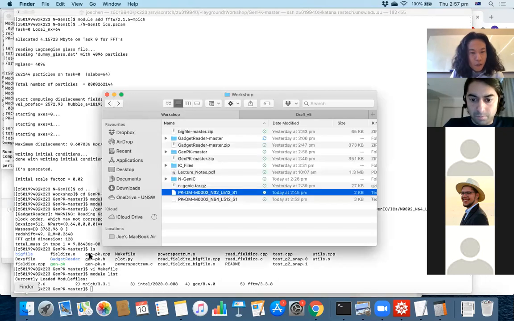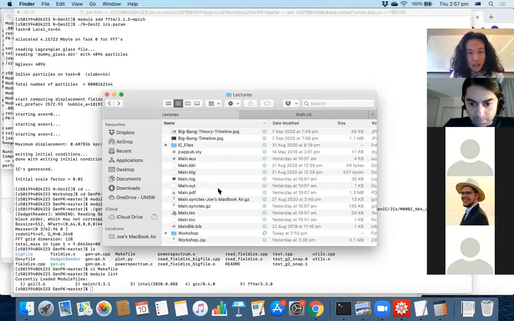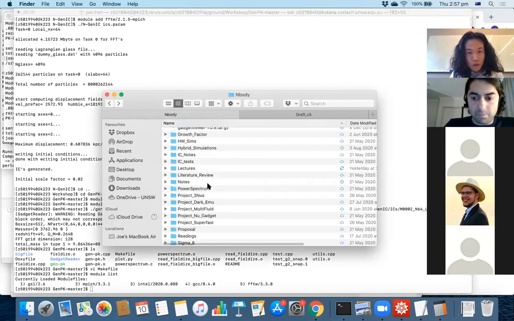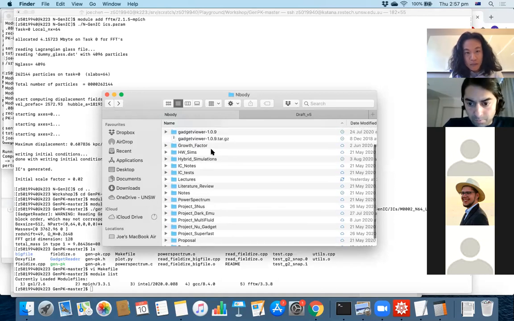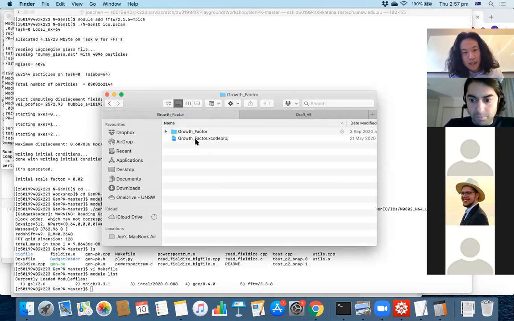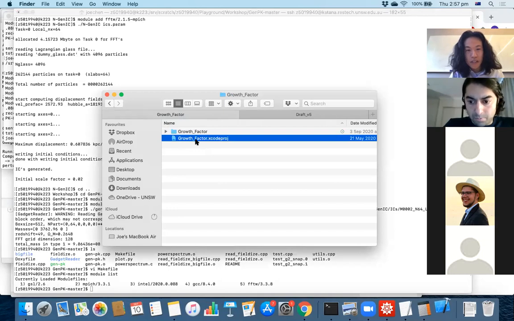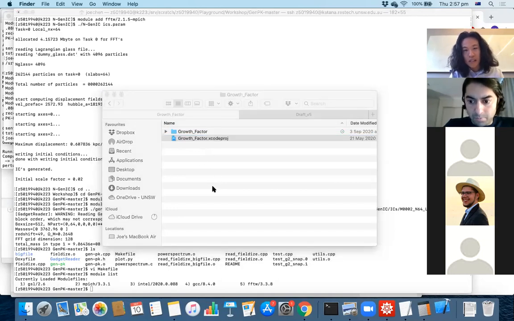If you want, you can also email me. I could send you the code for calculating the linear growth factor, but it's really just a second order ODE. You can solve this in Mathematica or C, whichever you want. That one is not that interesting. It's pretty much just a straightforward Runge-Kutta.